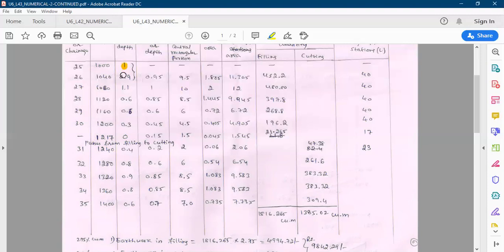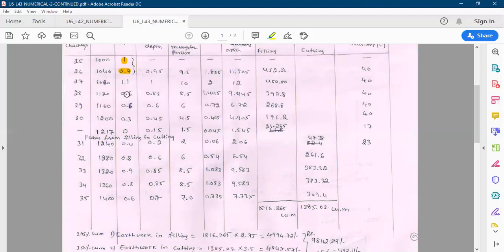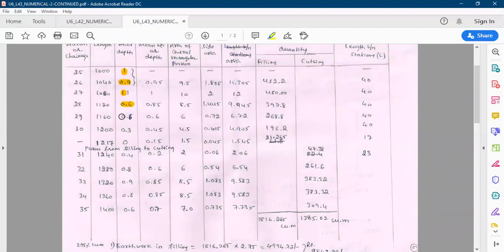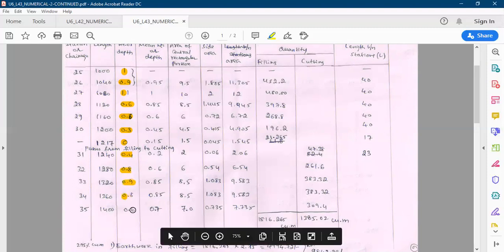So the depth at the first station is 1, at the second station is 0.9, and at the third station is 1.1, and at the fourth it is 0.6. Similarly here also it is 0.6. At 1200 meters it is 0.3, and when it comes to 1217, that is where the RL of formation crosses the RL of ground, at that point the depth will be 0, right? From that 0 to the next station, that is 1240, it will be 0.4, right? Like that you can go on getting the difference between RL of formation and RL of ground for the remaining points. So these are the depths we can calculate, right?